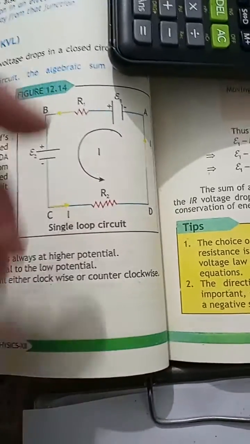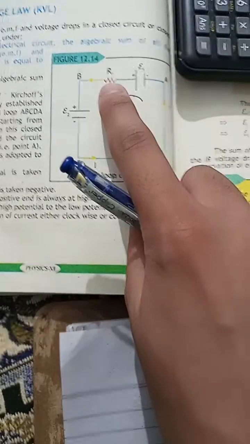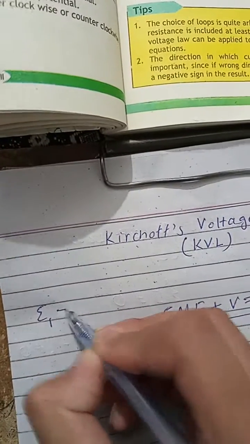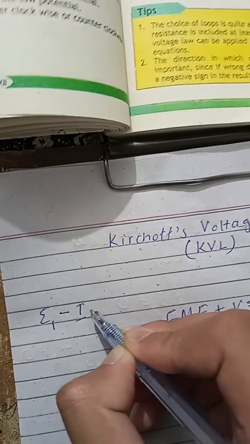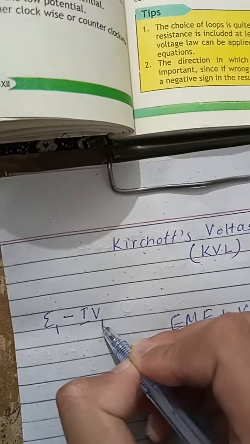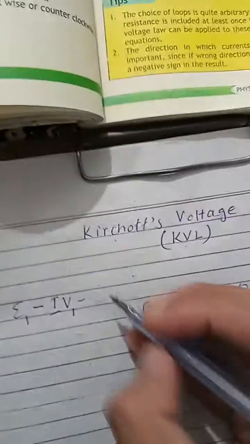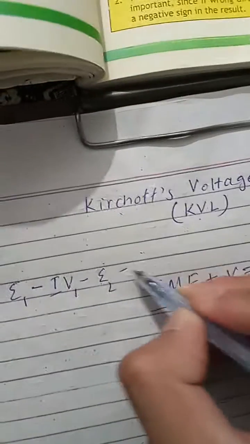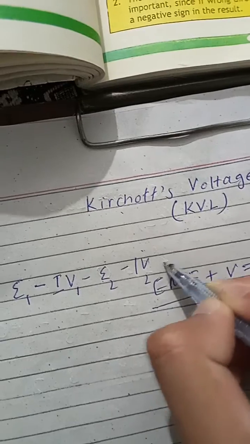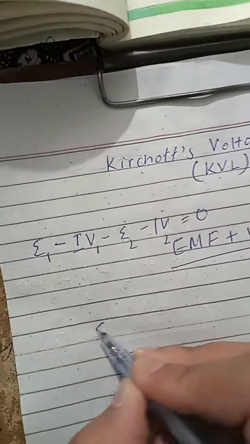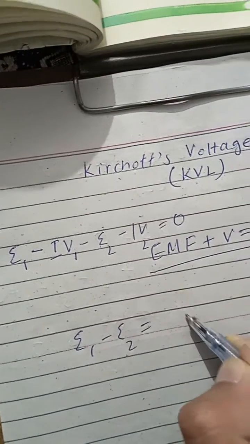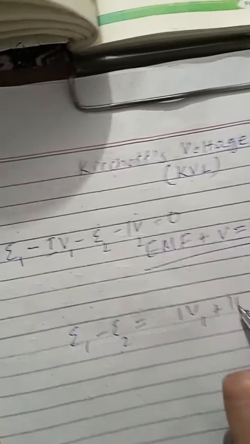So as I told you, we can write it as E1 is positive because this is E1, it is positive, but this is negative because I is constant there. So V is there, V1. Once more, E2 is negative, and once more, R is negative. I is always constant, and V2 is there, which is equal to zero. So E1 minus E2 are here, and IR1 plus IR2 are there.